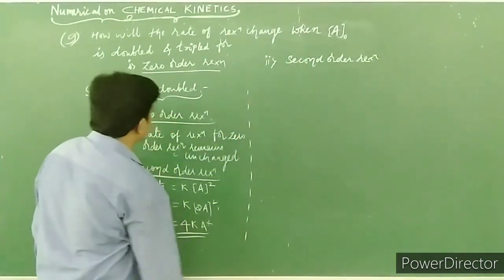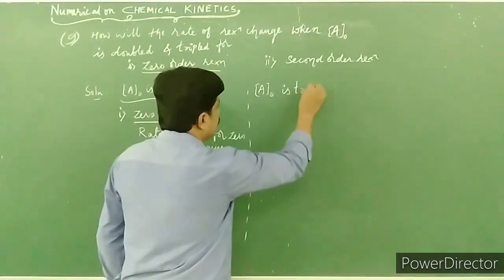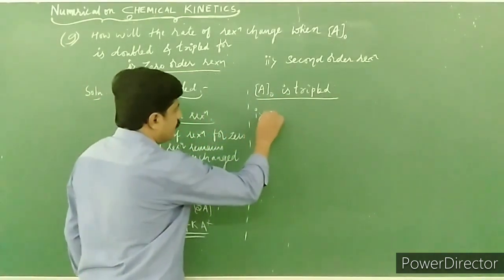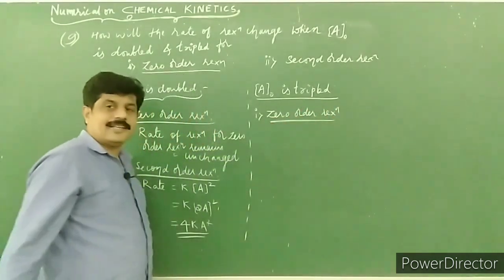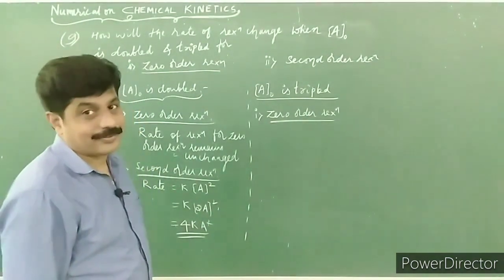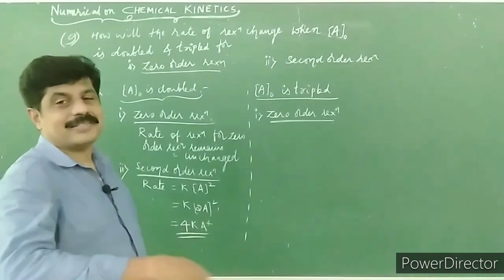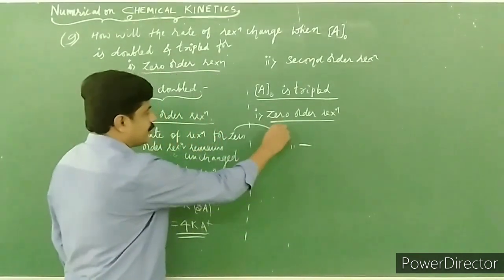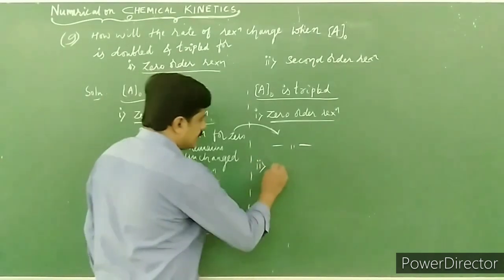Similarly, let me take up the other side also, that is, when A0 is tripled, under that for a zero order reaction. Children, as I said, zero order reactions are independent of initial concentration. That means the rate for a zero order reaction remains unchanged whether it is doubled or tripled. So here also the rate remains unchanged. And that second part, for a second order reaction.